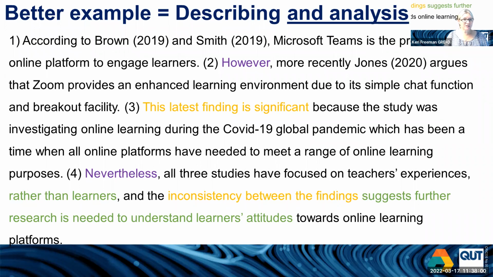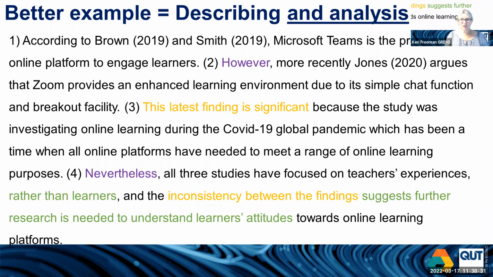What do we notice? Sentence 2, however, there's our transition signal to say, this is the opposite view. Don't let the reader make up their minds. You tell the reader what's going on. However, more recently, Jones argues that. Now, what about sentence 3? This latest finding is significant because explicit and clear. Okay, don't make the reader guess what's going on. Sentence 4, nevertheless. Okay, more transition signals.